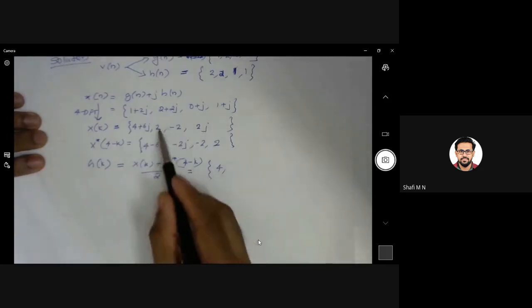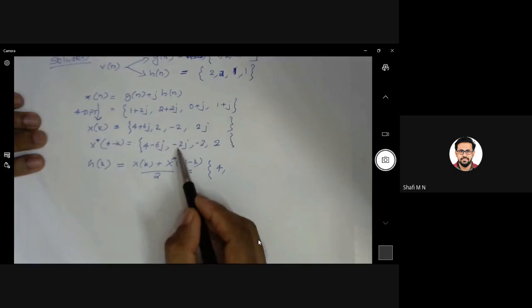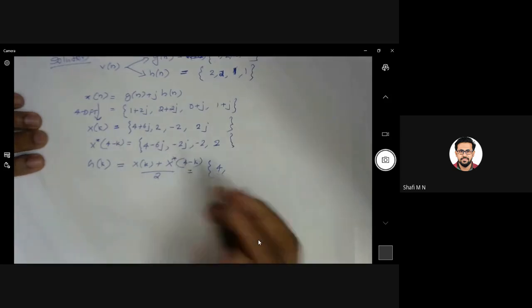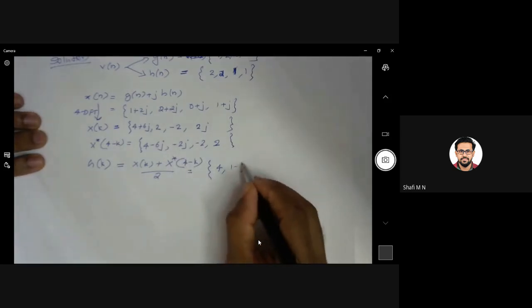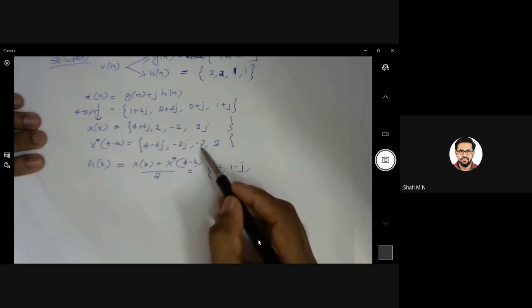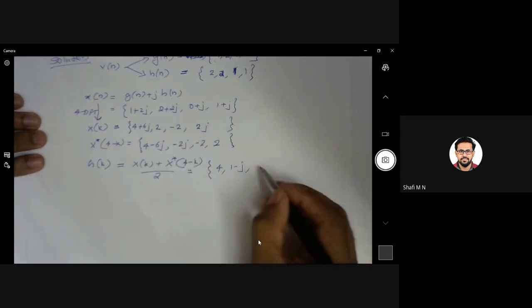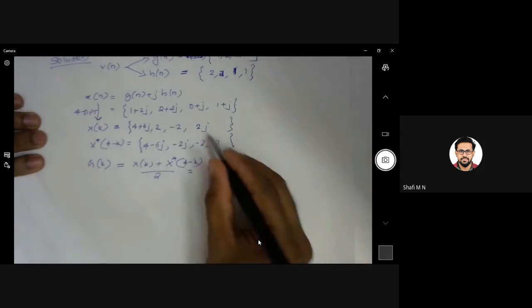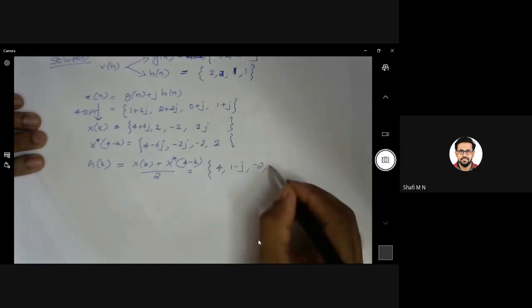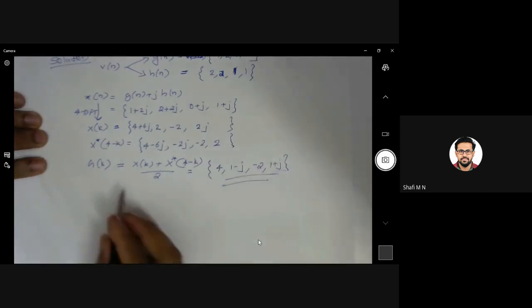Next, 2 minus 2j divided by 2, so that is 1 minus j. Next is minus 2 minus 2, so that will be minus 4. Minus 4 by 2 will be minus 2. Next, 2j plus 2 divided by 2, so that is 1 plus j. So this is the first answer, g of k.